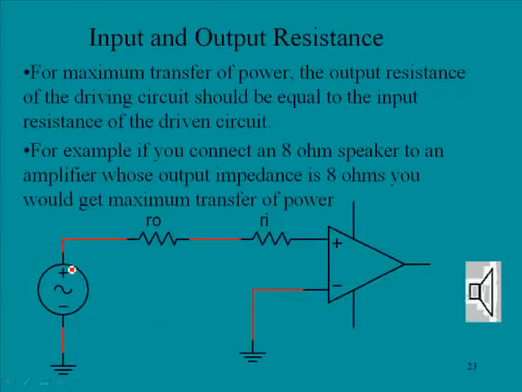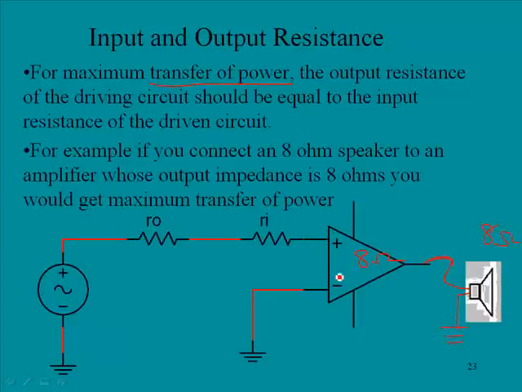Okay, input and output resistance. Now, for maximum transfer of power, notice that we're not talking about voltage now, we're talking about transfer of power. The output resistance of the driving circuit should be equal to the input resistance of the driven circuit. Here we have a speaker, and common speaker impedances are 8 ohms. So let's put in a ground here and then send a connection to our speaker. For maximum transfer of power, it would be desirable that the amplifier have an output impedance of 8 ohms. And that can be mathematically proven.